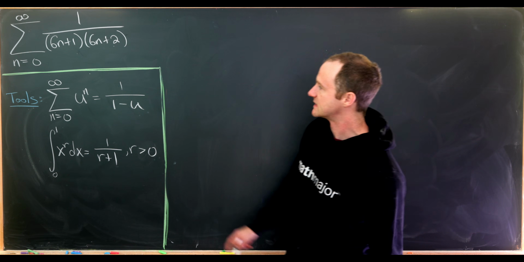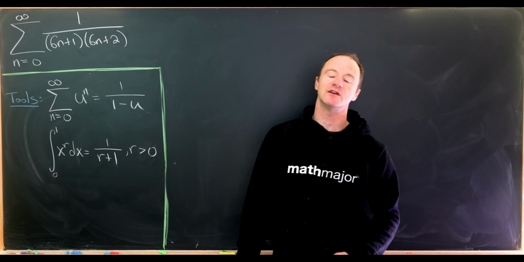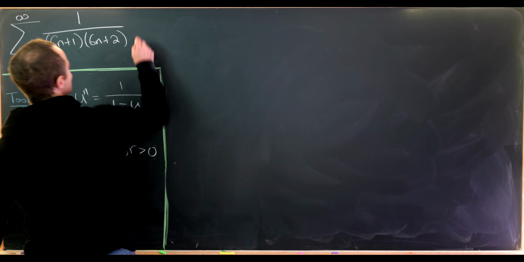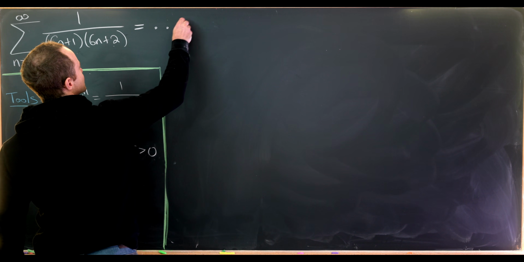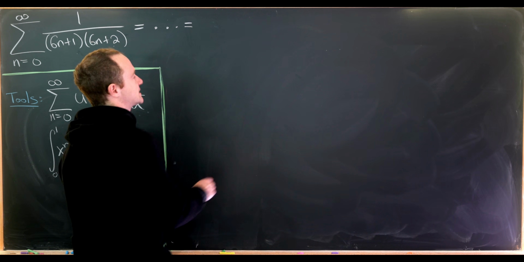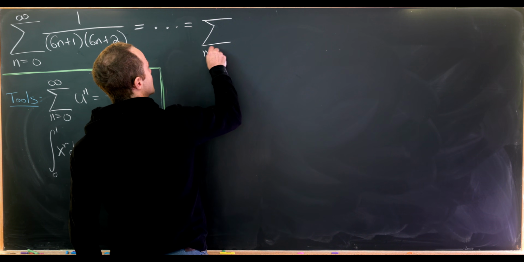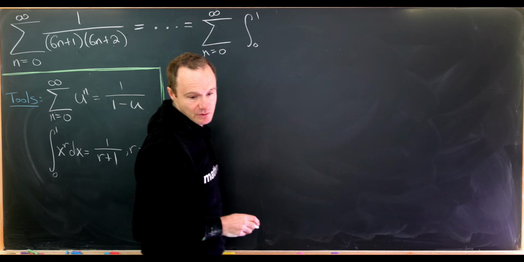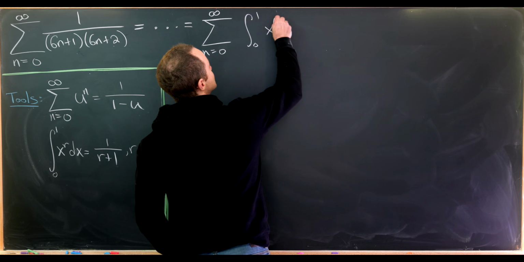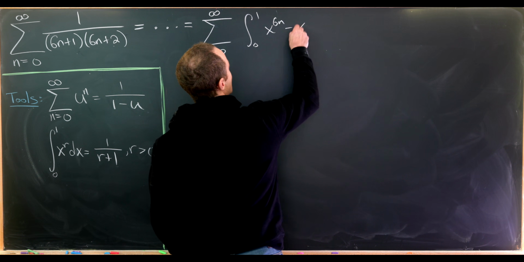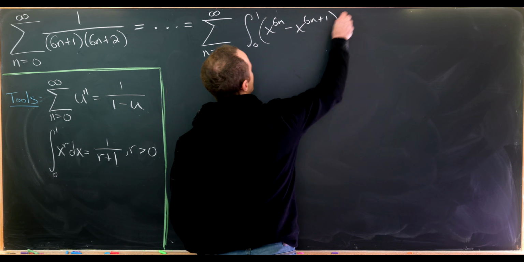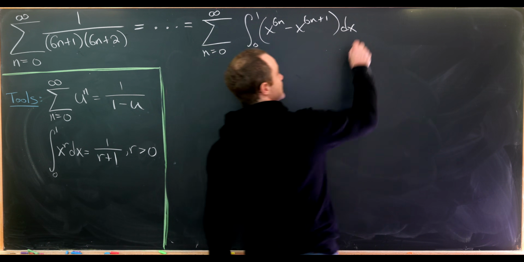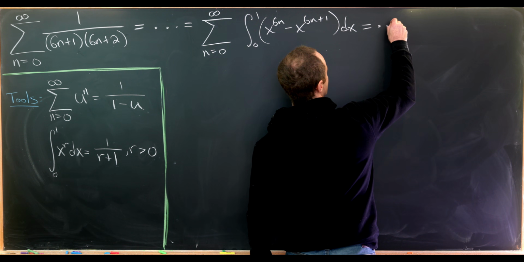So for our related example, we'll look at the sum as n goes from 0 to infinity of 1 over (6n plus 1) times (6n plus 2). I'm going to skip some steps, but the first couple steps that we did on the last problem brought us to the following spot fairly quickly: the sum as n goes from 0 to infinity of the integral from 0 to 1 of x to the 6n minus x to the 6n plus 1. Of course, we skip that partial fraction decomposition and stuff like that. And then I'll skip some other steps, which are very, very similar to what we had.